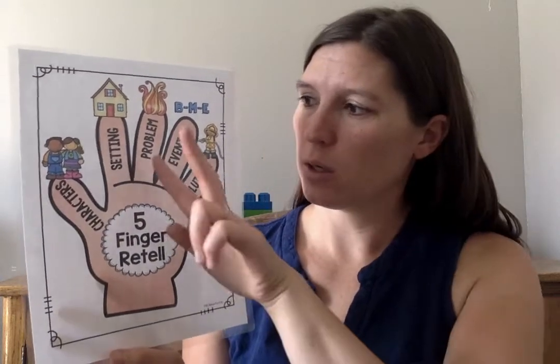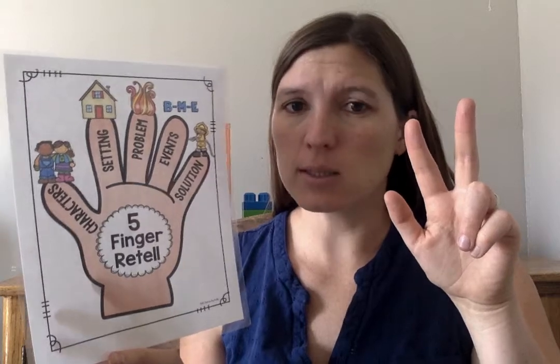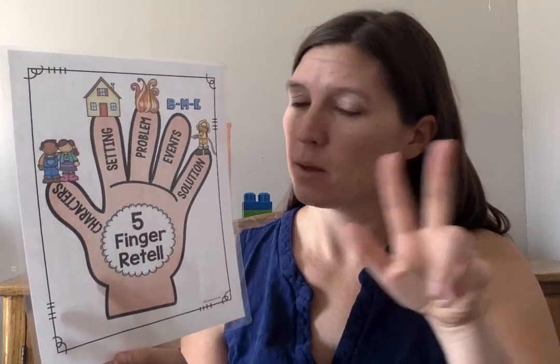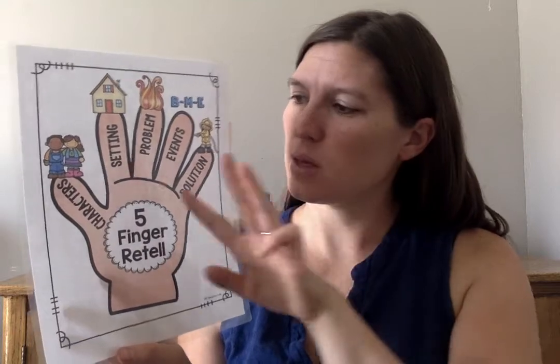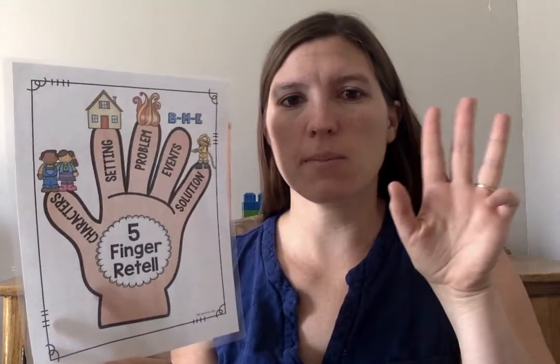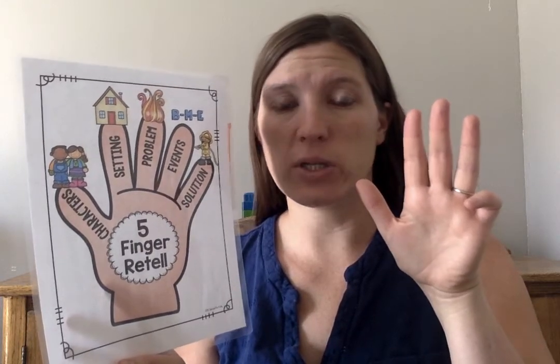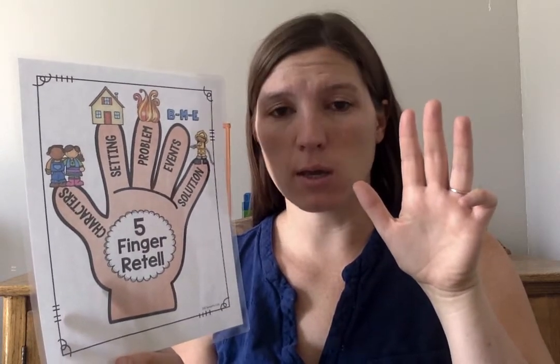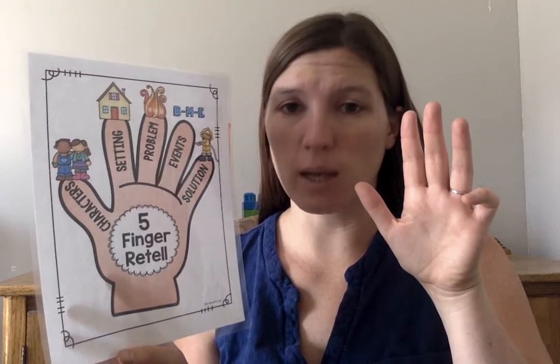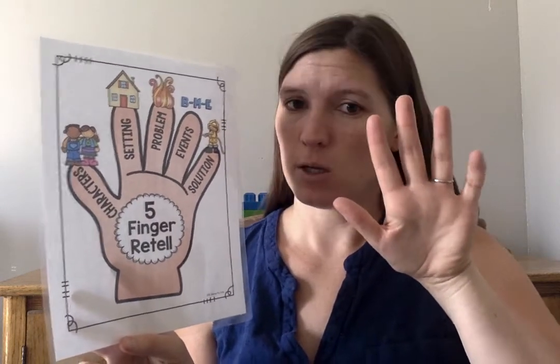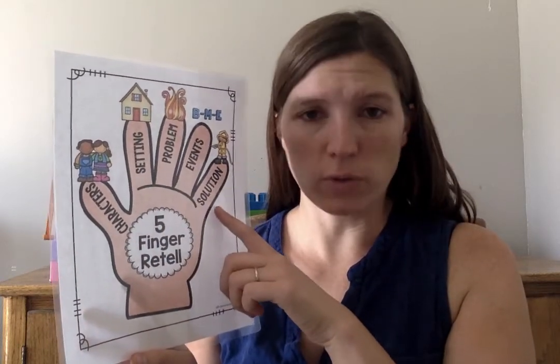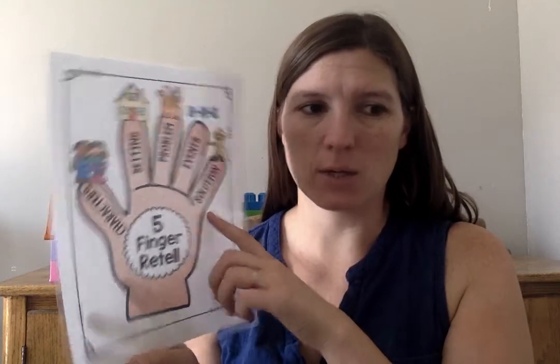Put up your middle finger, it says problem. What's the problem in the story? Something that could be wrong, something that could be bad, something that needs a solution. We need to fix the problem. Put up your ring finger. Events. It says BME. BME stands for beginning, middle, end. We'll dive more into that next week, but I want you to start thinking about it so at home when you're reading stories, you can start retelling the stories. Put up your pinky. Your pinky is the solution. So if there's a problem, we need to find a solution. And so hopefully all of our stories have solutions at the end.